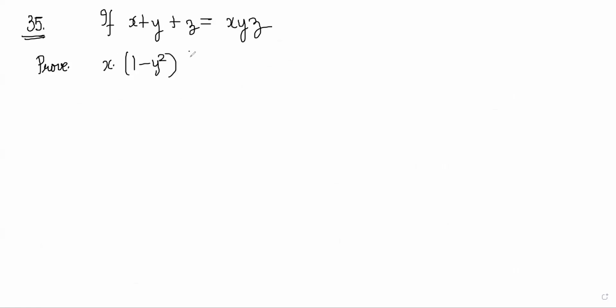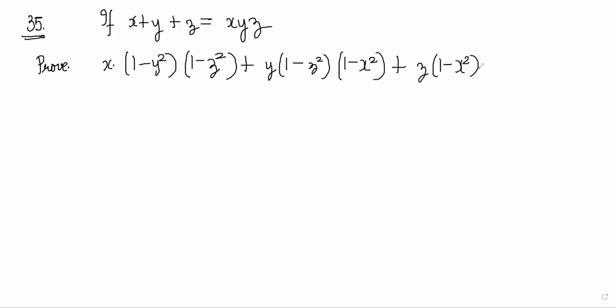35 is saying, if x plus y plus z is equal to xyz, prove that x into (1 minus y square)(1 minus z square), plus y into (1 minus z square)(1 minus x square), plus z into (1 minus x square)(1 minus y square) is equal to 4xyz.